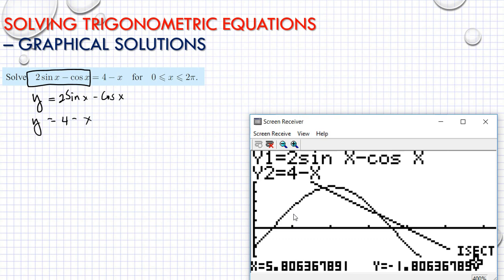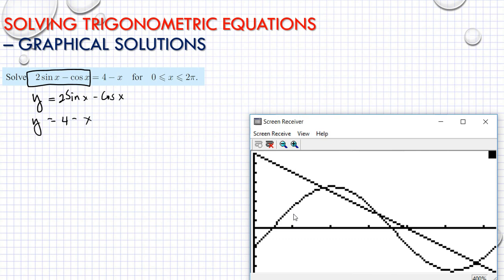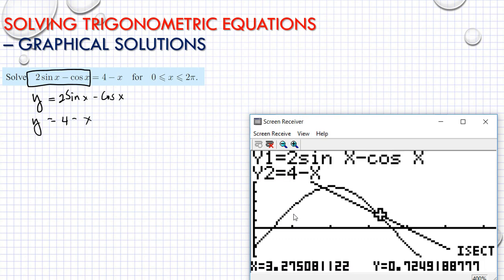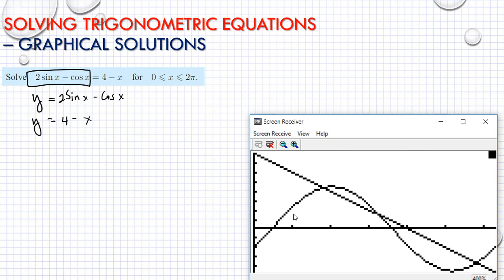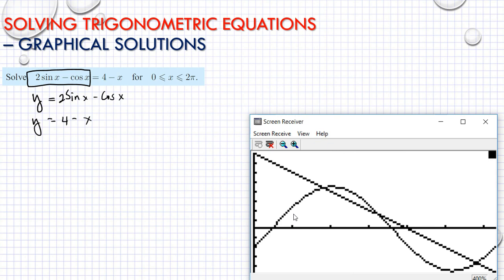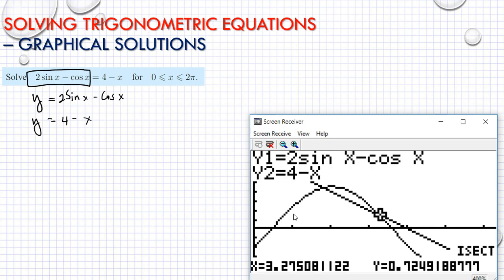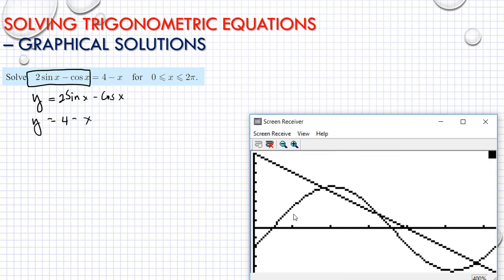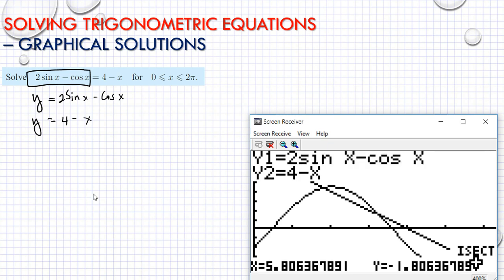Okay, so the first point, there is your first point, 1.88 for the x. You only need the x value. And then the second, and then the third.